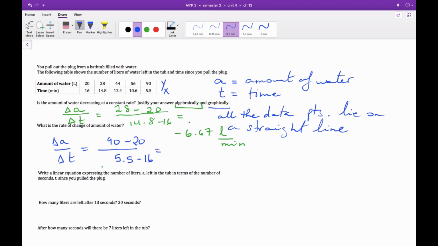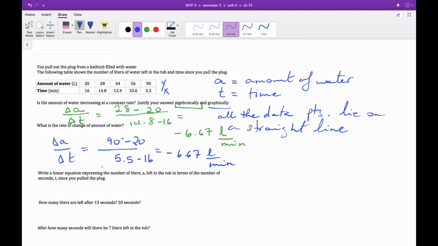If it is changing at a constant rate, what should we expect this ratio to be? It should be the same, if we're lucky. And is it? I'm doing it quickly on my calculator. -6.66666. Okay, 6.67 liters per minute. So we have verified algebraically that the amount of water is decreasing at a constant rate, because it doesn't matter which two ordered pairs we use, it gives us the same value for the slope.